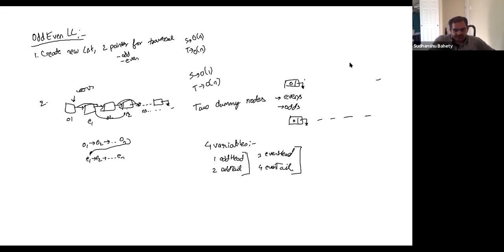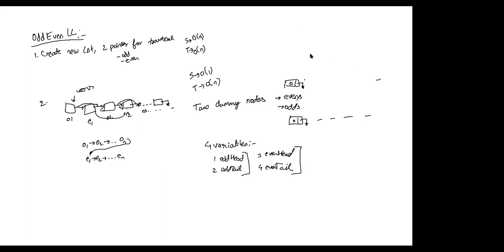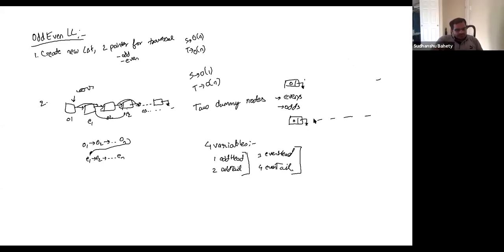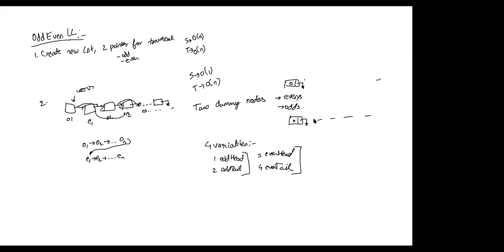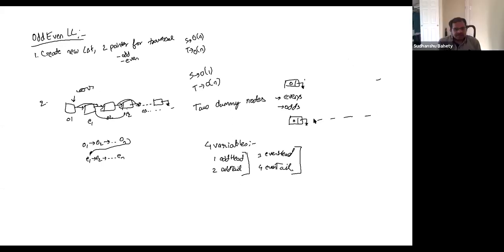Is that clear, Karan? So we need only the odd tail and the even head, right? Or like we need only 2 variables, right? Why do we need both? What do you mean? Like to link both of them, we'll need the tail of one and the head of the other, right? Yes, but while creating the linked list, you need the tail, right? How will you create the linked list in the first place?